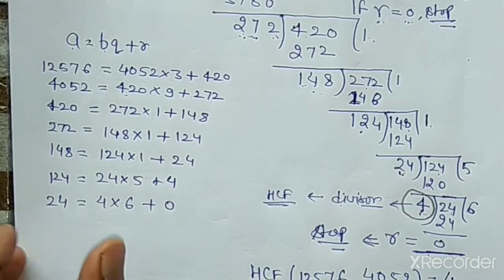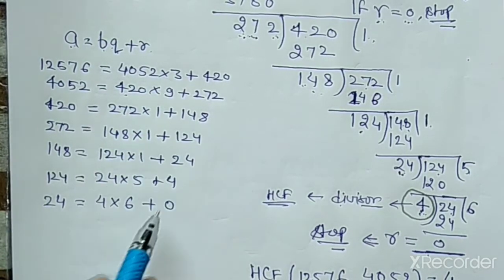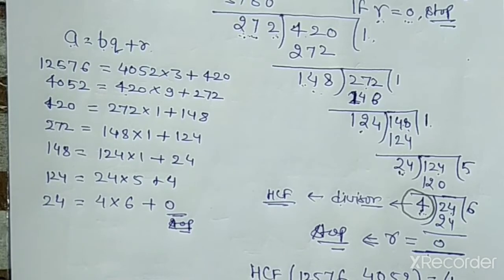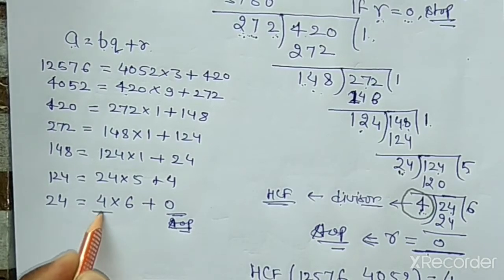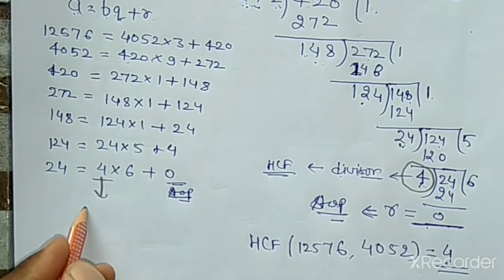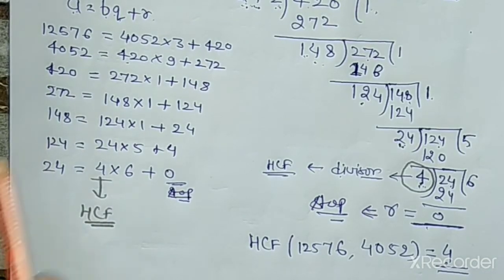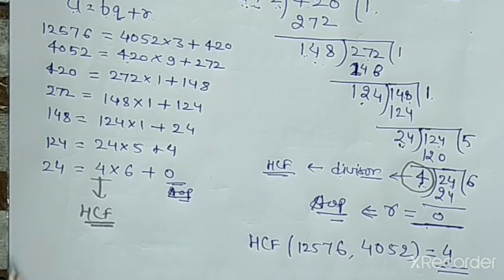So what is the process here? You can write A equals BQ plus R. So simple. If the remainder comes 0, see this remainder comes 0, so we stop it here. And this is your final divisor, so that is the HCF of the given numbers. Okay, these numbers have the HCF as 4.